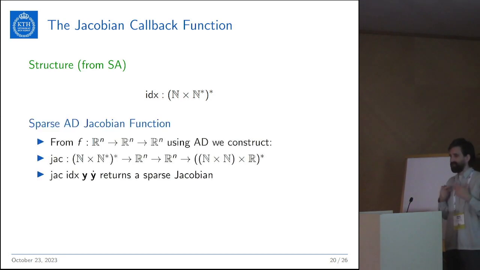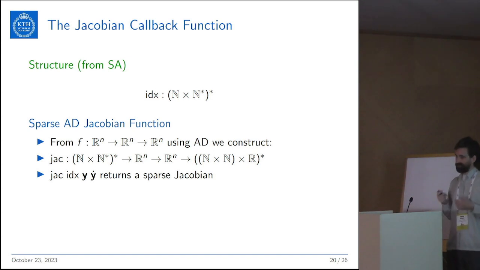Then from this index sequence, we can take the low index residual function that we've already generated. We can lift it again using the AD transformation so that it will compute the Jacobian. And then we can construct a Jacobian function that only computes non-zero partial derivatives by essentially folding over this index sequence and computing them given values of the dependent variables and their first order derivatives. And then it returns a sequence encoding a sparse representation of this Jacobian matrix.